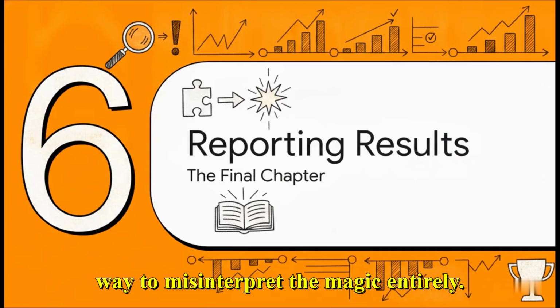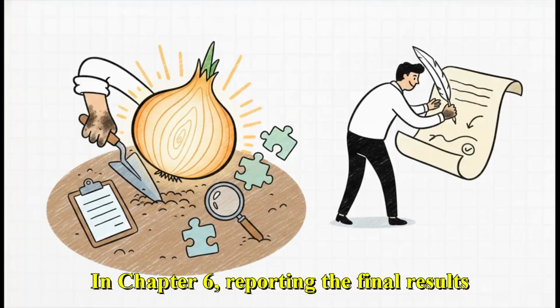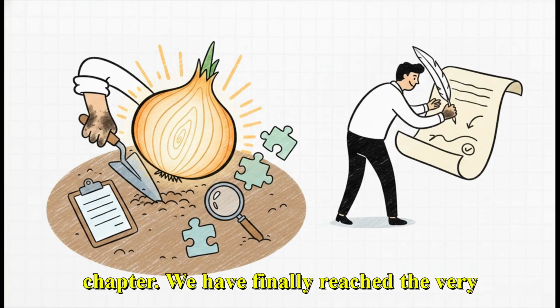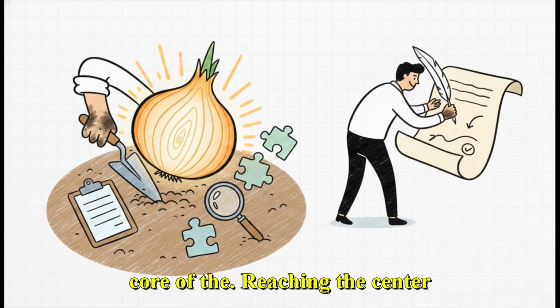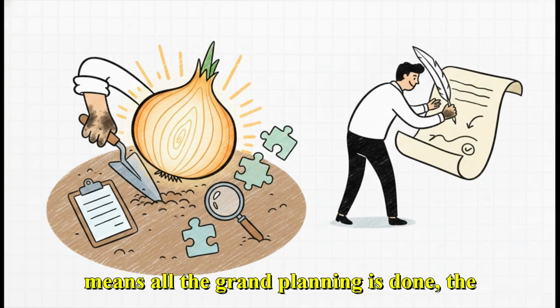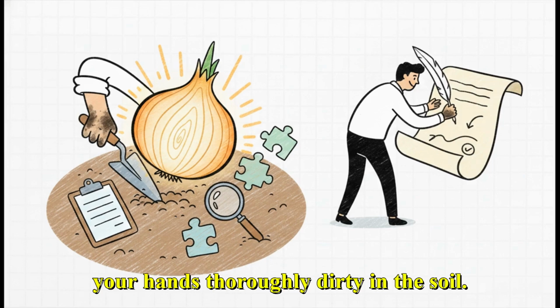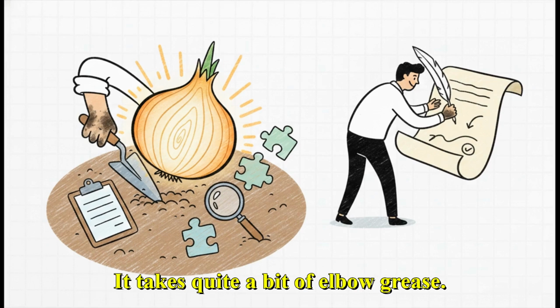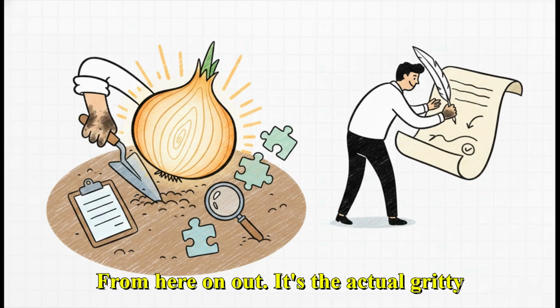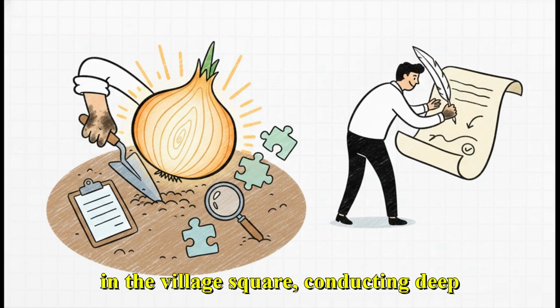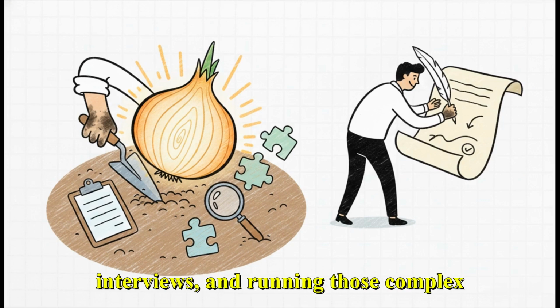In Chapter 6, reporting the final results. At long last, we arrive at our final chapter. We have finally reached the very core of the onion. Reaching the center means all the grand planning is done, the maps are drawn, and it's time to get your hands thoroughly dirty in the soil. It takes quite a bit of elbow grease from here on out. It's the actual gritty mechanics of executing probability sampling, tirelessly handing out surveys in the village square, conducting deep interviews, and running those complex statistical analyses.